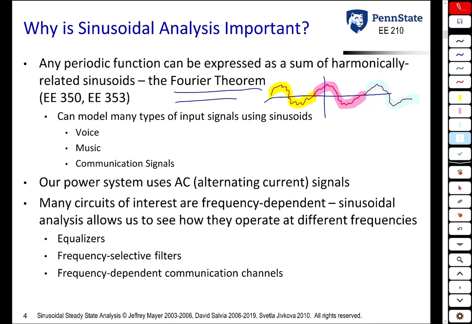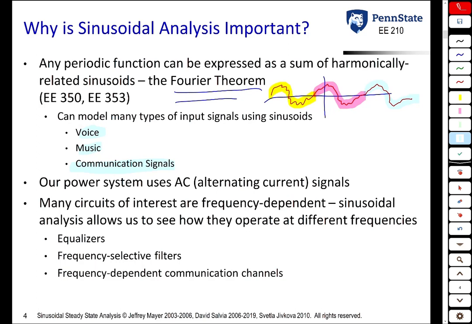When you take courses like EE 350 and 353, you will study the Fourier theorem and some of its applications in detail. At this point, we really just need to appreciate the fact that many different types of signals, voice signals, music signals, other types of communication signals, can be modeled as sums of sinusoids through this Fourier theorem. For this reason, doing sinusoidal steady-state analysis is important.